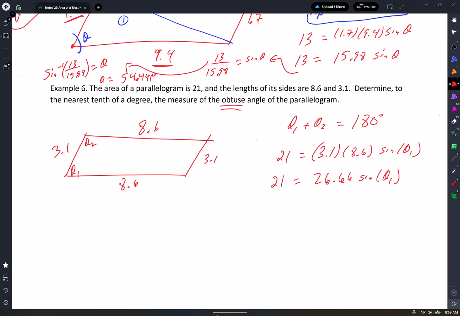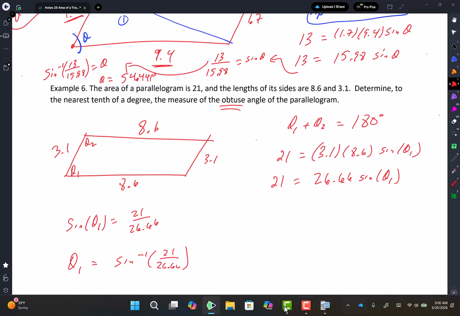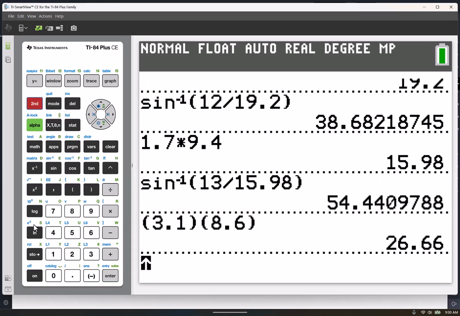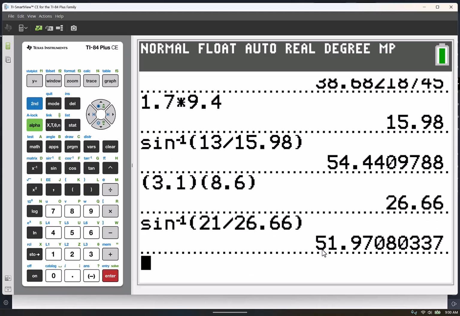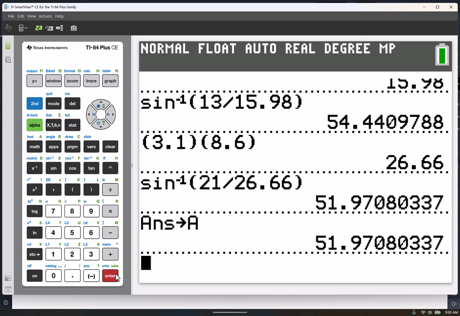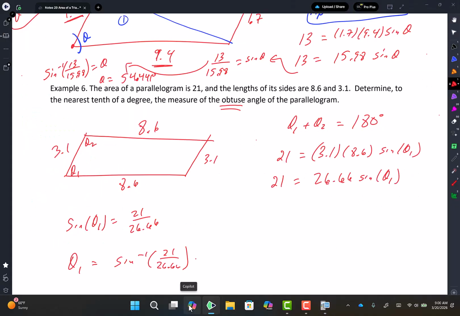Are we still okay? Okay, what's my next move? Divide. So I'm going to write sine theta 1 equals 21 divided by 26.66. How do I get theta 1 by itself? Arc, inverse sine of 21 divided by 26.66. All right, I take my calculator and go inverse sine of 21 divided by 26.66. Enter. There it is. That's an acute angle. I'm going to store that to A because I'm going to test it in a little bit. So 51.971 degrees.